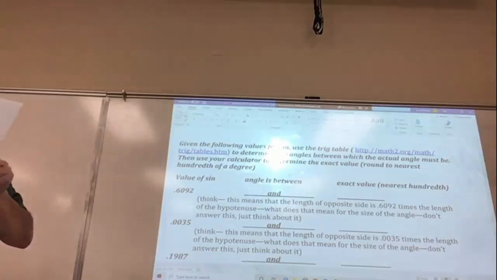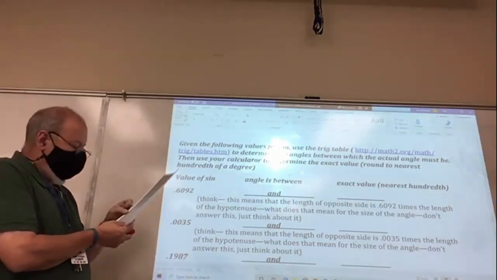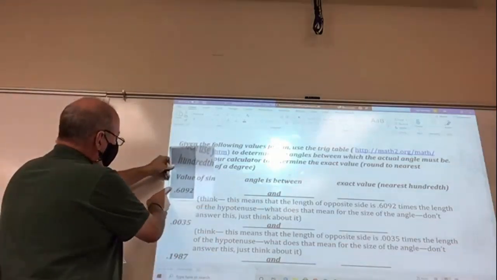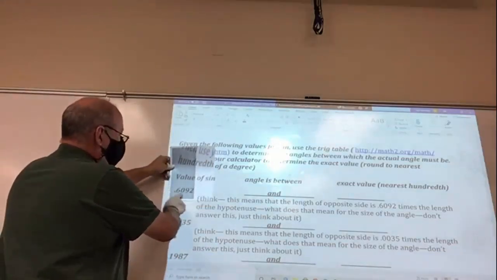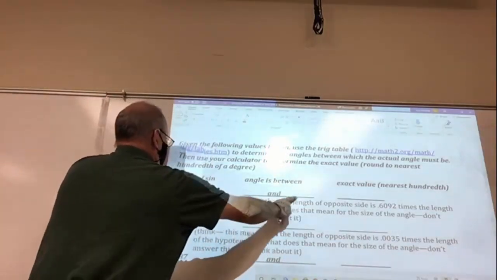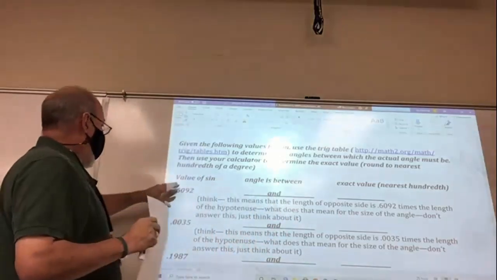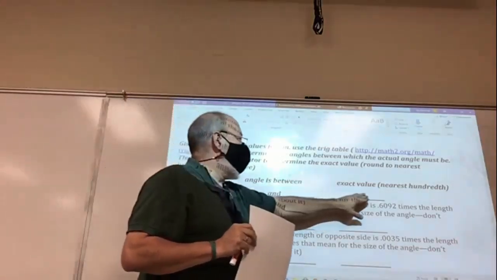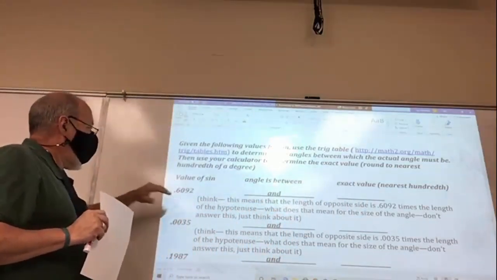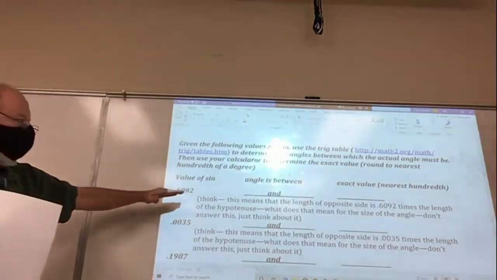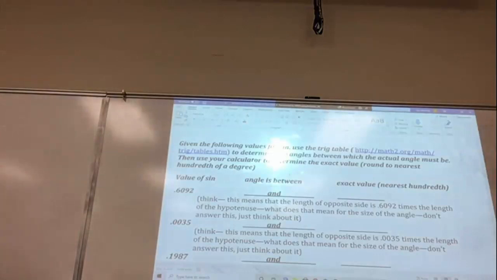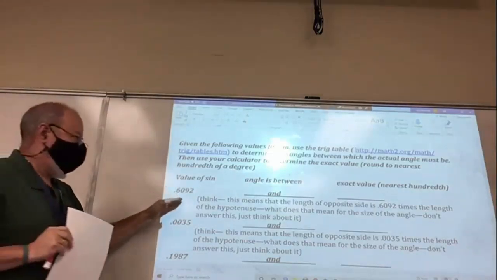37 and 38. Okay, so 37 and 38, the angle of 37 degrees and 38 degrees. So what I would want you to put here, angle is between 37 and 38 degrees. Then I want you to calculate the exact angle. And we remember that to find the angle, we use the inverse sine, right? We use the inverse function to find the angle.